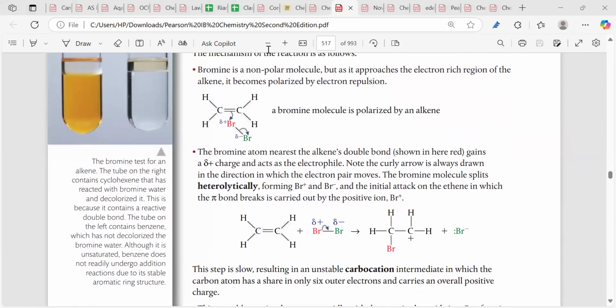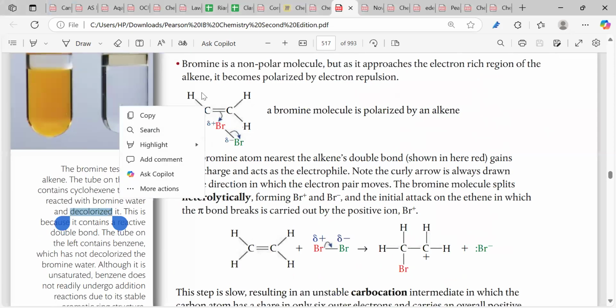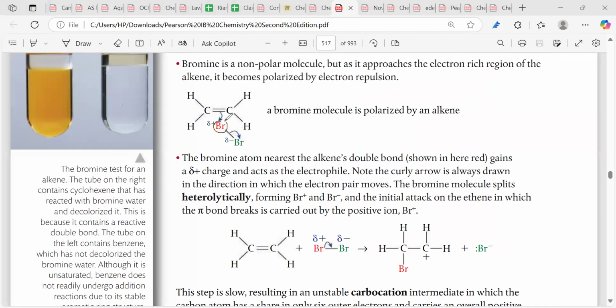Over here, what happens whenever this pi electron cloud comes to form a bond with the bromine? Now listen to this. The pi electrons will be repelling the nearest bromine's electron away from itself.